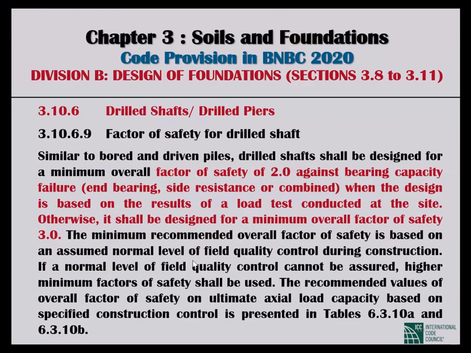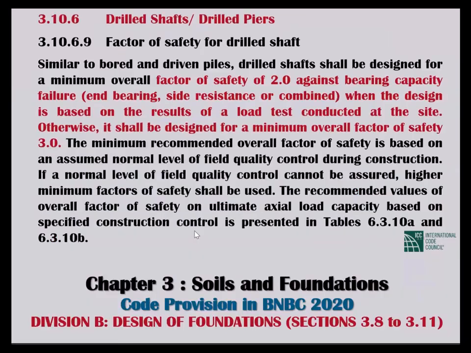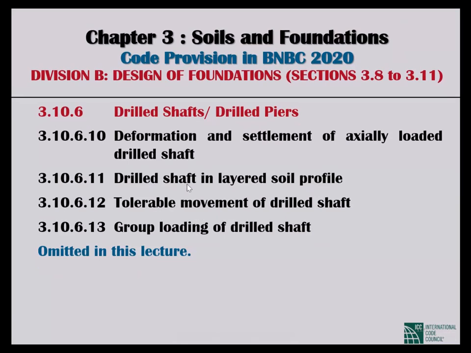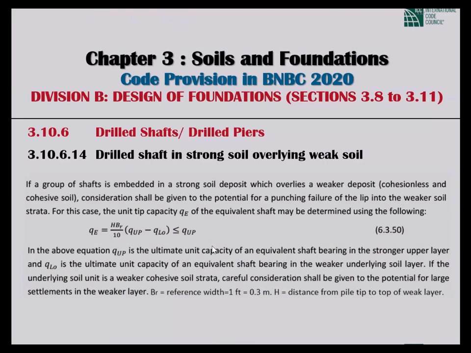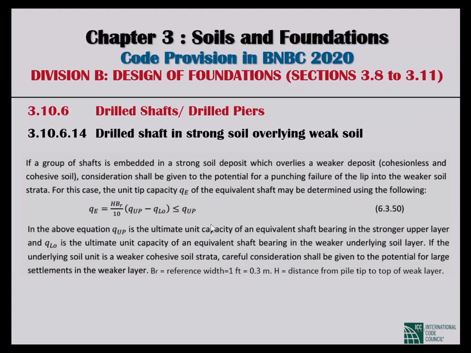So it is about this factor of safety. Over here, it is clearly mentioned, whenever you will be using this drilled shaft, BNBC says a factor of safety of 2.0 should be used against bearing capacity failure when the design is based on the results of load tests conducted at the site. Otherwise, it shall be designed for a minimum overall factor of safety of 3. So you can actually use this one. These are things I didn't get time to cover. This is actually an important one.